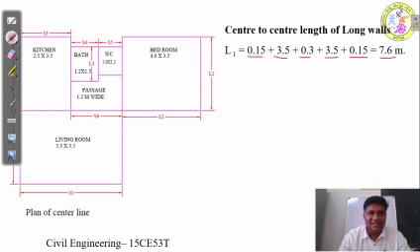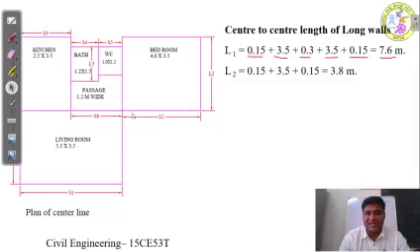Similarly, there is the second wall, that is L2. Okay, so this is the wall L2. Here also the center to center distance of the wall is 0.15 meters. Here it is 0.15. Again the dimension from here to here is 3.5 meters, so 3.5, and the center to center length of this wall is 0.15, so 0.15. So in total it will come to 3.8 meters.